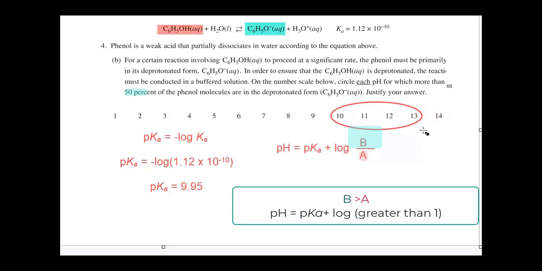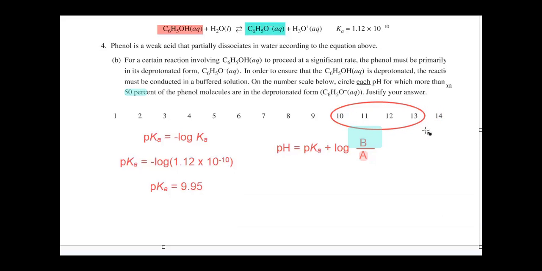I think if you put this at 13 too, they'd give you full credit, because getting to a pH of 14, good luck. You're going to have just completely conjugate base of phenol. But they said the correct answer was 10 to 14, but they would also accept 10 to 13. Well, okay, that's our answer.